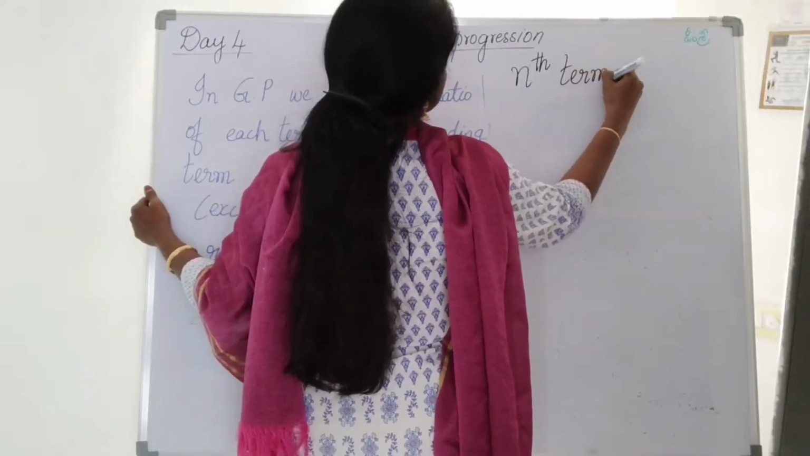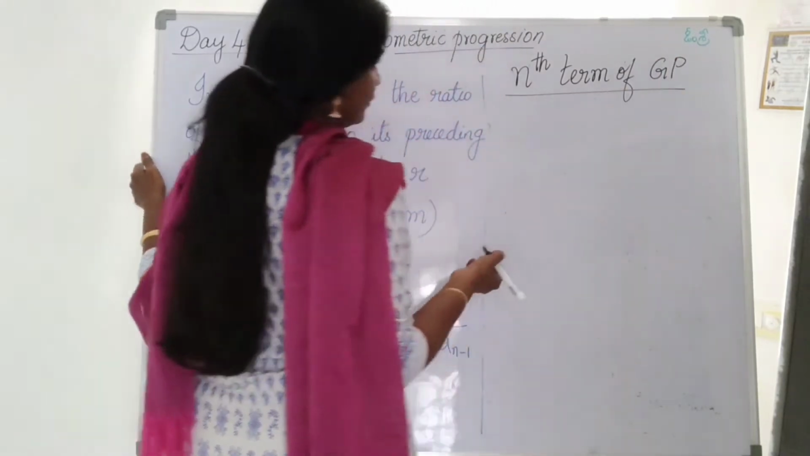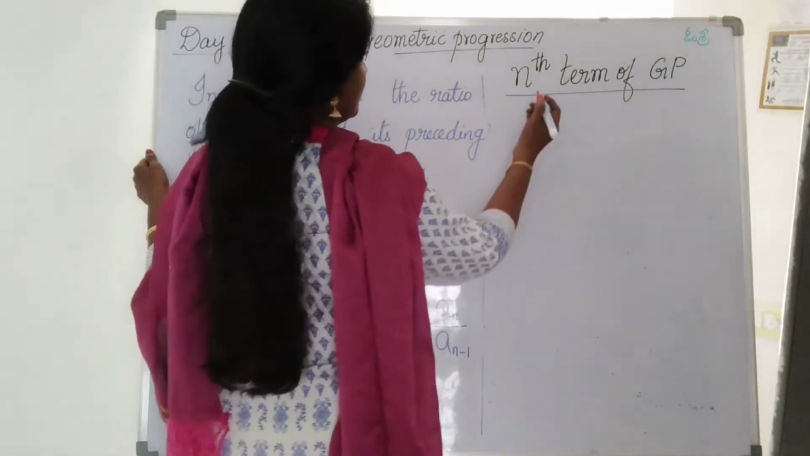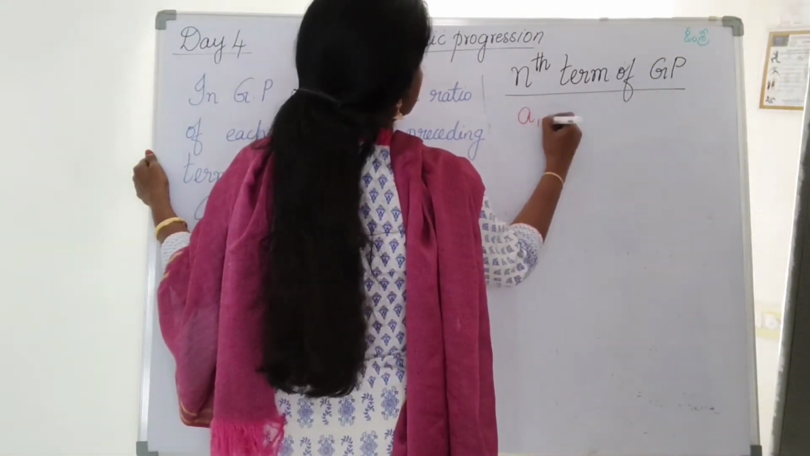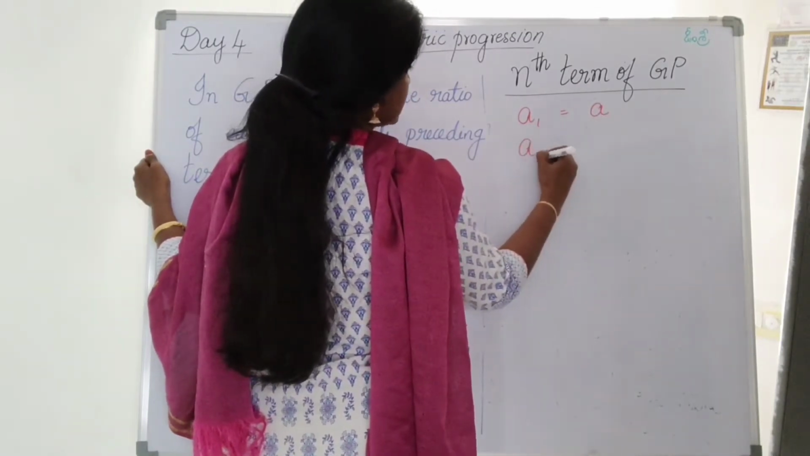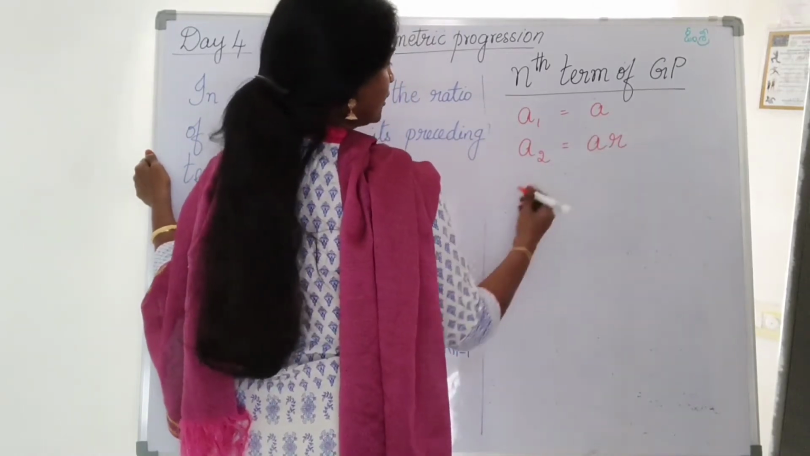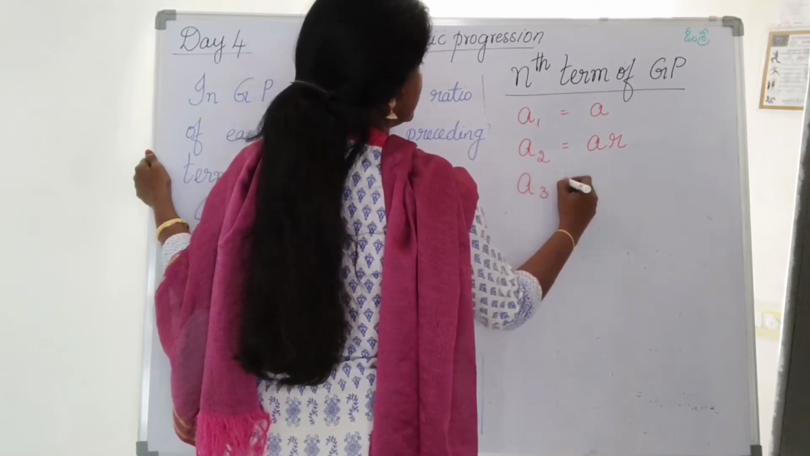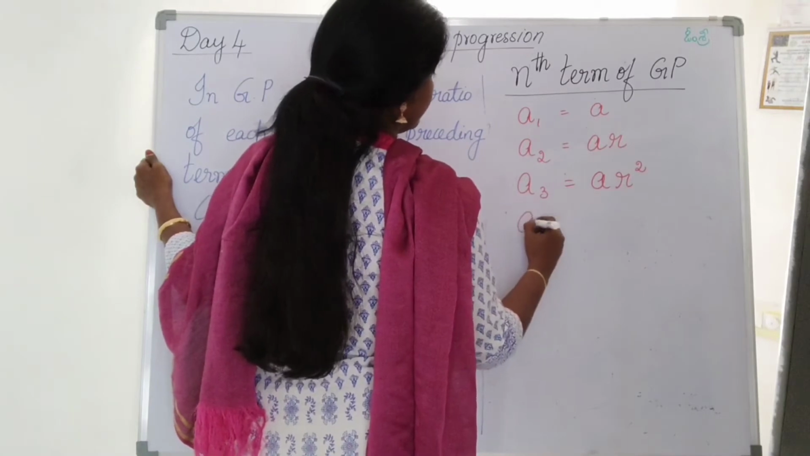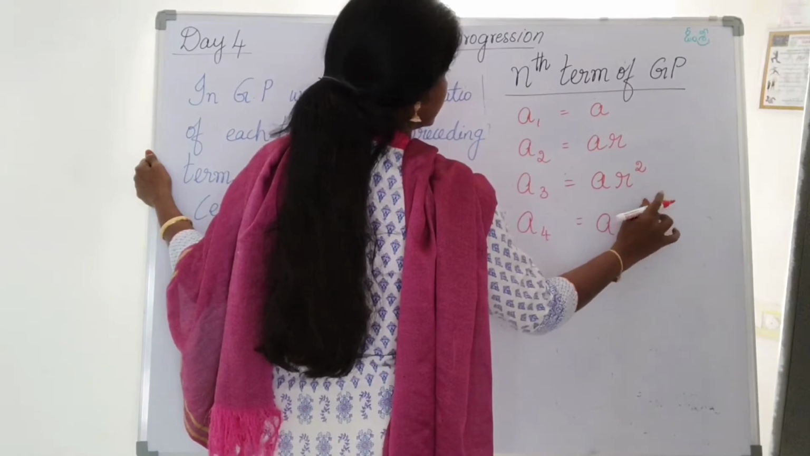Nth term of GP. So how do you get the nth term of GP here? Already we have seen that the first term is equal to A, the second term is equal to A into R, where R is the common ratio, the third term is equal to A into R square, and the fourth term is equal to A into R to the power of 3.